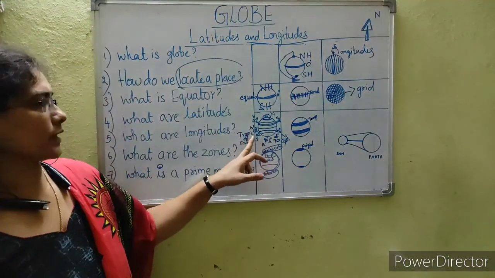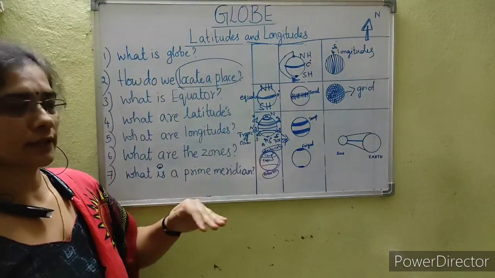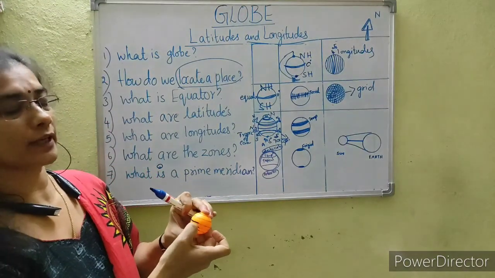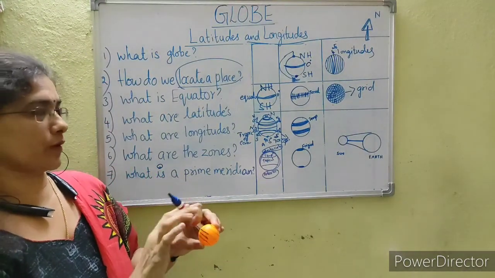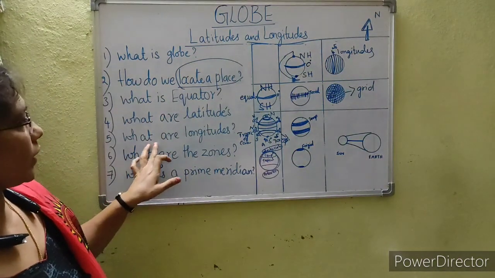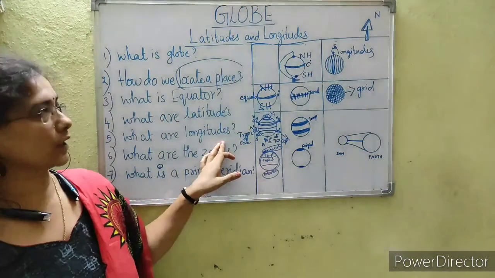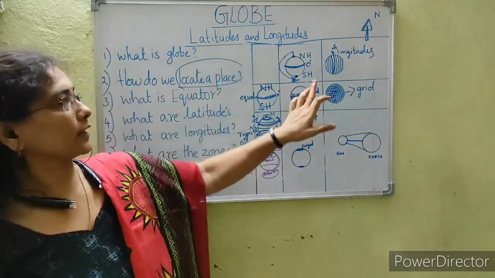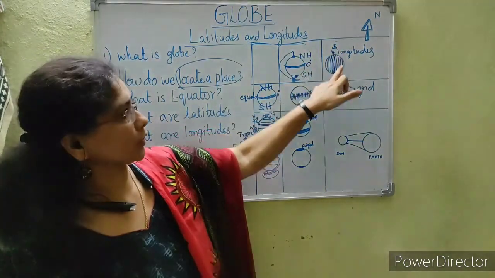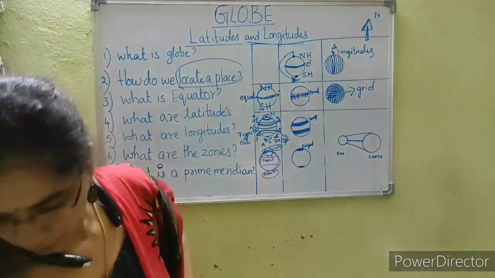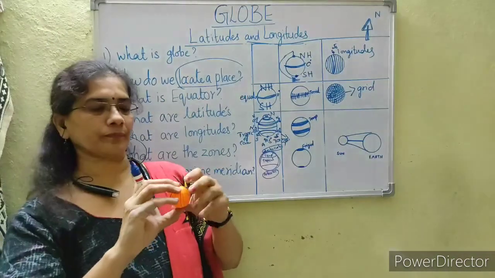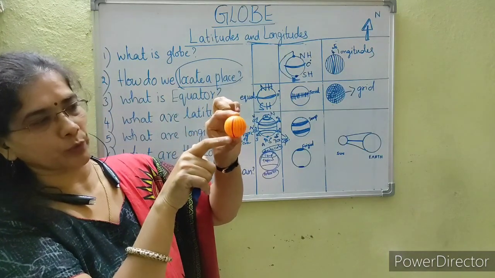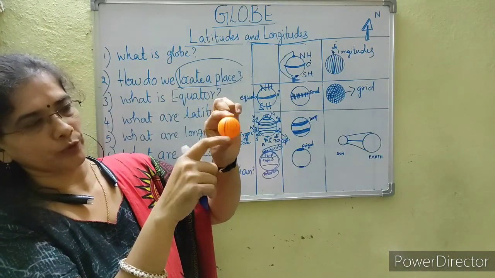So why do we use latitude? Latitudes divide the Earth into some parts, so that based on this we can calculate where our place falls. The second one is, what are longitudes? Longitudes are also imaginary lines. They are drawn from north to south. So these are the imaginary lines drawn from the north pole to the south pole.